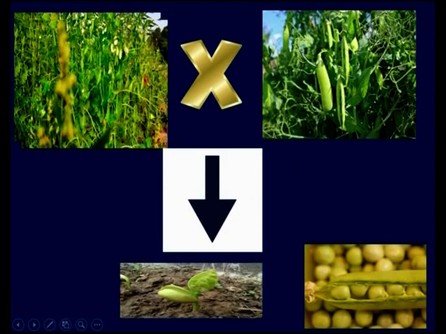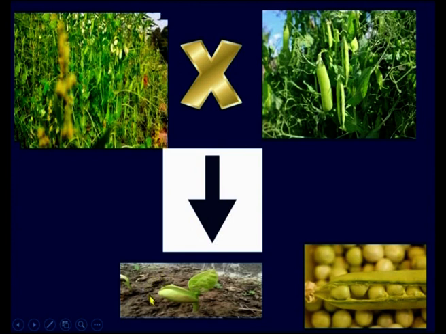Let us try to understand with the help of pictures. So here is a pea plant with yellow color seeds, and this is another pea plant with green color seeds. Crossing between them, breeding between them, is shown using this cross mark, and the result is shown using this arrow, and you get the new plants over here, which are offsprings, or we also call them progeny.